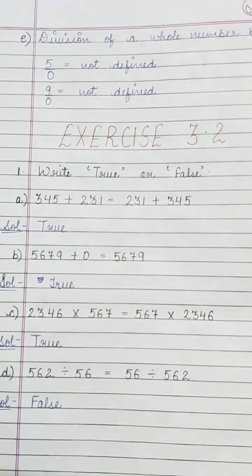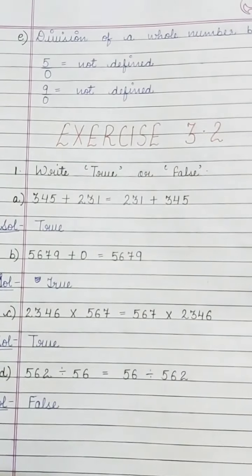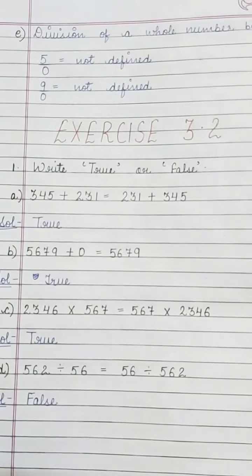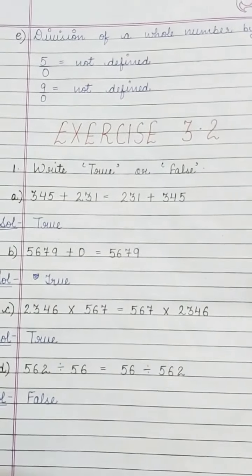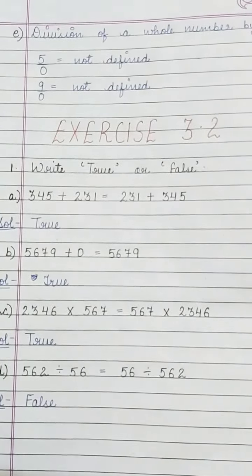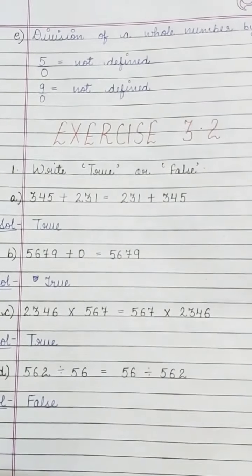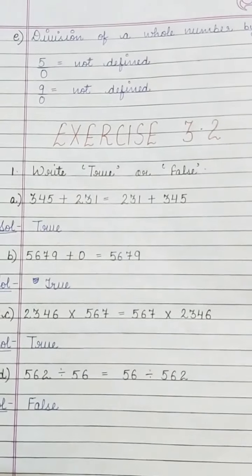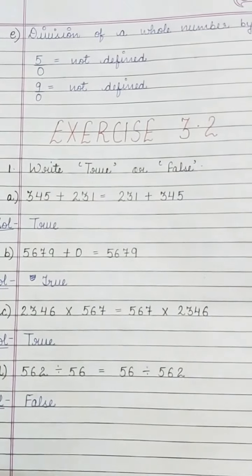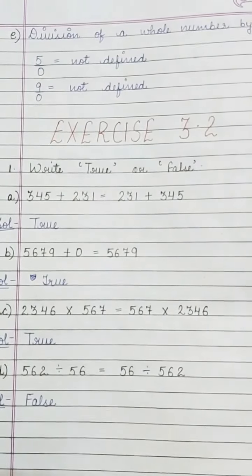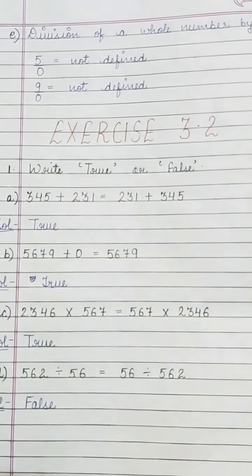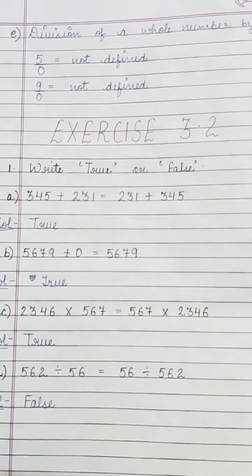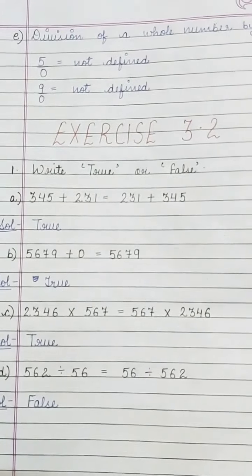Now C is 2346 into 567 is equal to 567 into 2346. Again, this is the commutative property of multiplication. Whenever you will multiply two numbers and irrespective of their order, the result will be same. जब भी आप टू नंबर्स को मल्टीप्लाई करोगे तो भले ही आप उनका ऑर्डर चेंज कर दो बट उनका रिजल्ट कैसा रहेगा? सेम रहेगा. So this is also true.